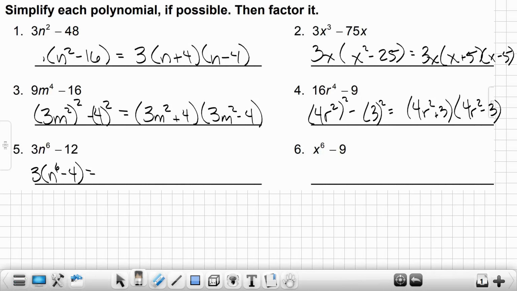Now, be careful. n to the 6th is a cube, but it's also a square, right? Because I can multiply by 2 and get 6, or I can multiply by 3 and get 6. So if you just look at n to the 6th, you might not know. So 4 gives us our clue. It is going to be a difference of squares. So Sydney, what is n to the 6th as a square? What squared makes n to the 6th?